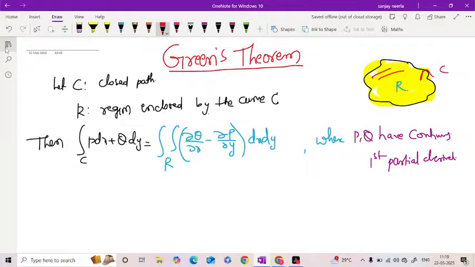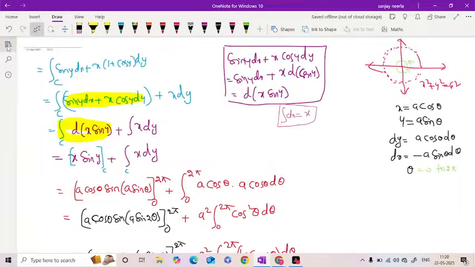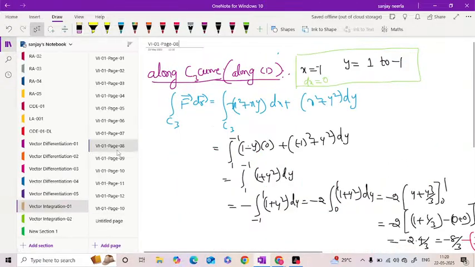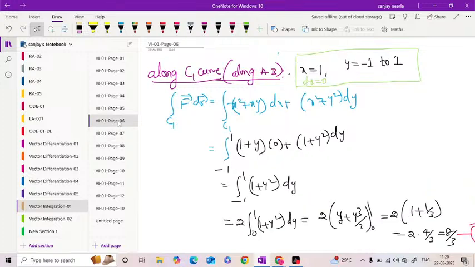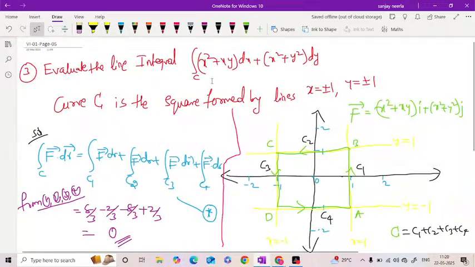Now, in the previous class we have seen a few problems in the line integral. What is our third problem? This is the third problem. Evaluate the line integral of x square plus xy dx plus x square plus y square dy. The curve C is the square formed by x equal to plus or minus 1 and y equal to plus or minus 1. Okay, so we know that this is a closed path, a square region, or we can assume a rectangular region also.